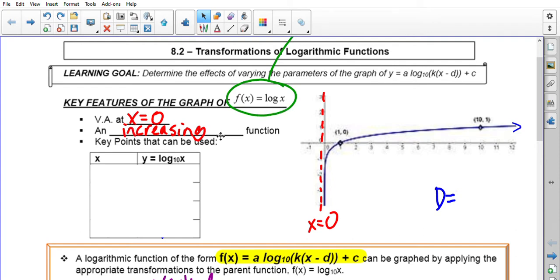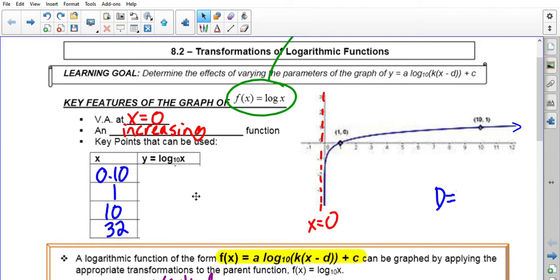We know it's going to be increasing, and so what are the key points we use for log? For every other graph we always have key points. These ones are going to be a bit unique, and you're going to see why I chose these certain x values. I want you to put these x values into your chart. You do not have to use these, but the reason I chose them is because when I do log of these numbers to the base 10 in my calculator, I get nice numbers to work with, or else I'm dealing with decimal numbers.